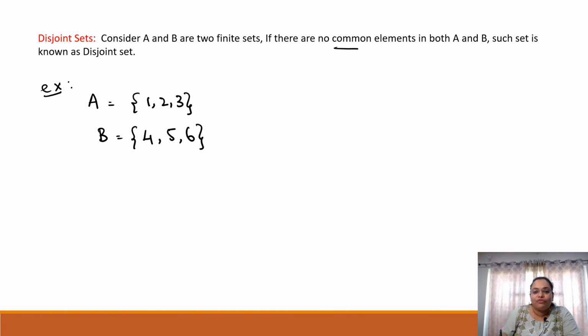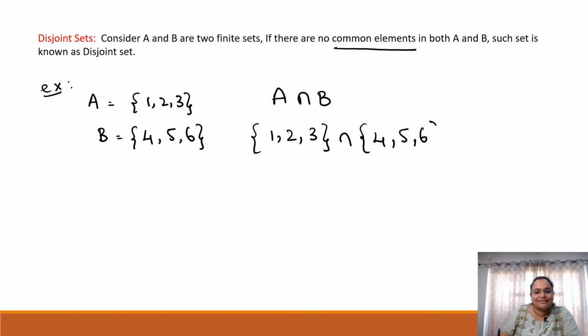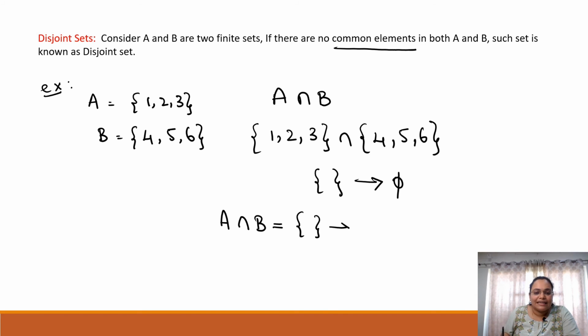If you want to find common elements, what will you do? You will do A intersection B, right? So what is A intersection B? What is A? 1, 2, 3 intersection. What is B? 4, 5, 6. So do we have any common elements? No, right? That is your null set. So if A intersection B is your null set, then it is said to be disjoint sets.